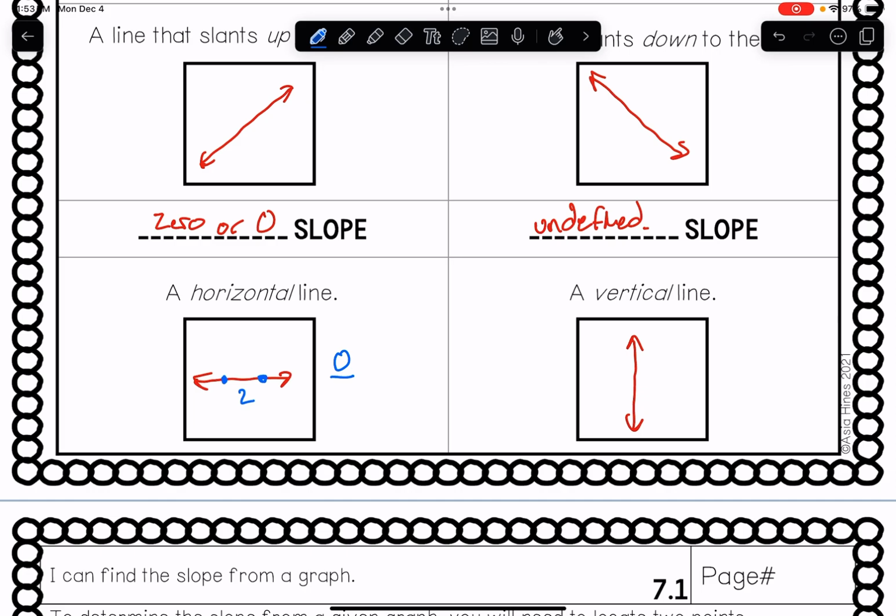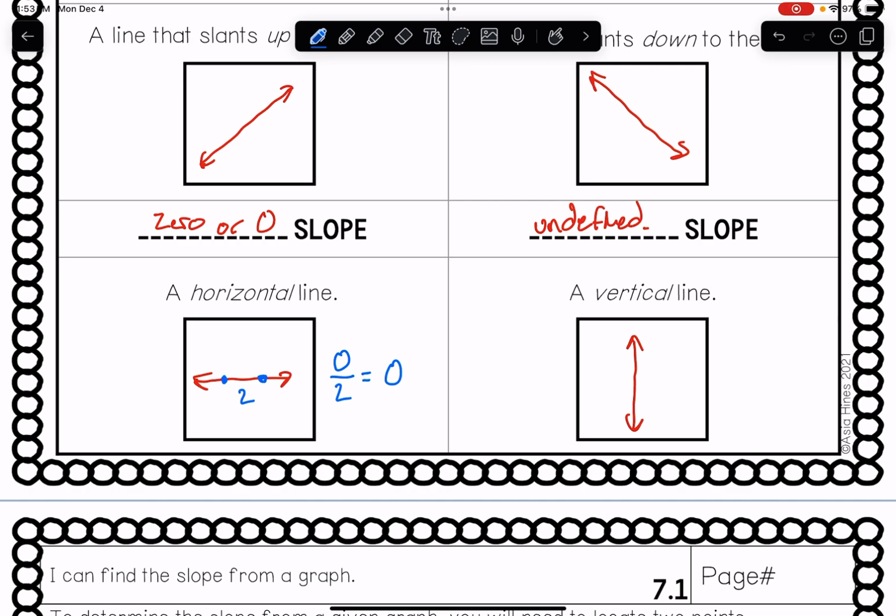And then I picked those 2 points and gave a distance of 2 to help us out here. So our run for this one is 2 specifically. But 0 divided by any number would give us a slope of 0. So that's why horizontals are 0.